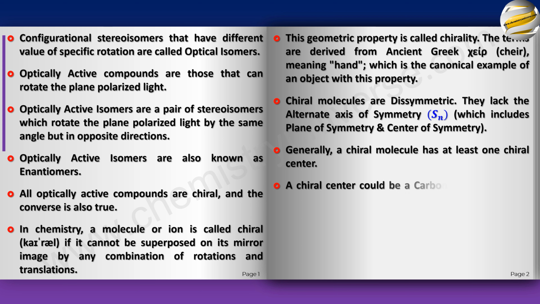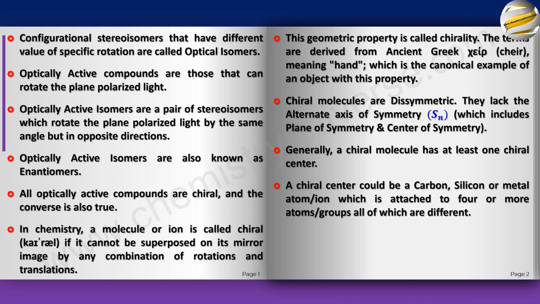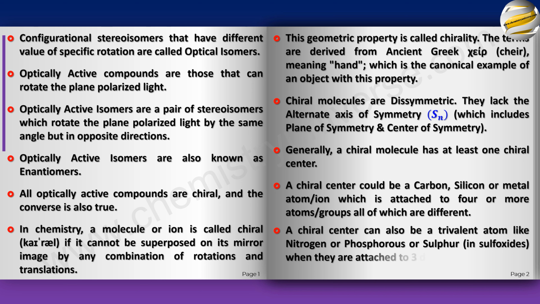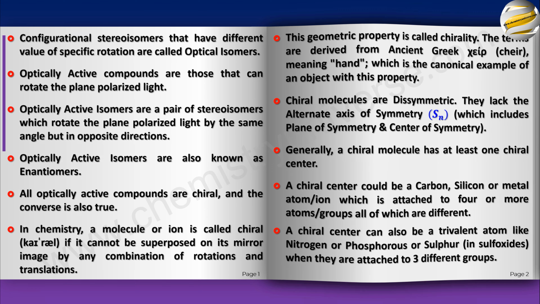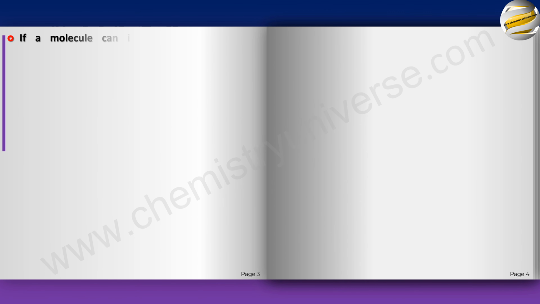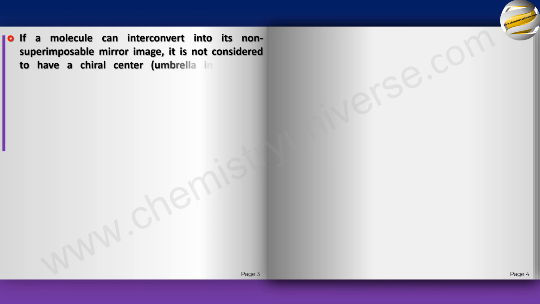A chiral center should be a carbon, silicon, or metal atom or ion which is attached to 4 or more atoms or groups, all of which are different. A chiral center can also be a trivalent atom like nitrogen or phosphorus, or sulfur in sulfoxides, when they're attached to 3 different groups. But remember, if a molecule can interconvert into its non-superimposable mirror image, it is not considered to be having a chiral center, like the umbrella inversion in tertiary amines.